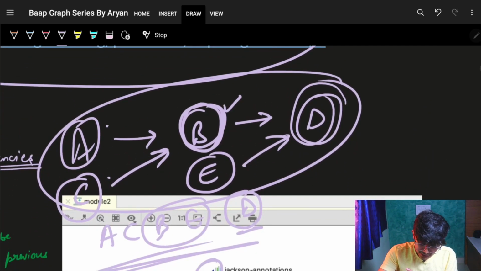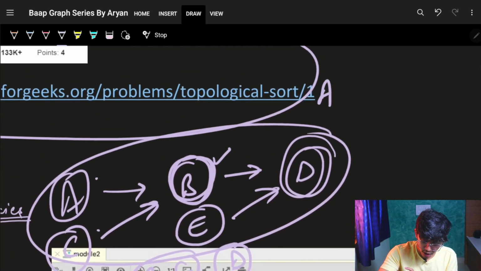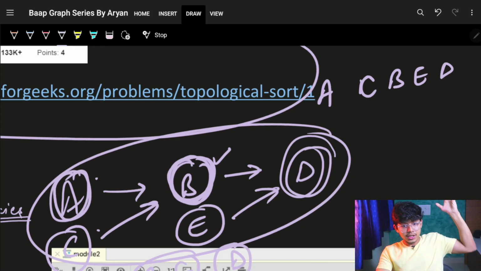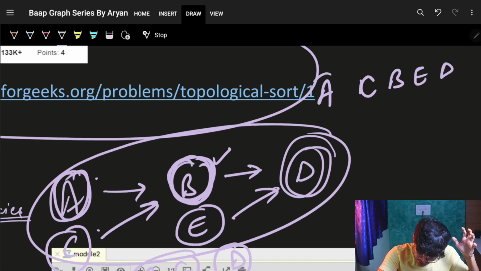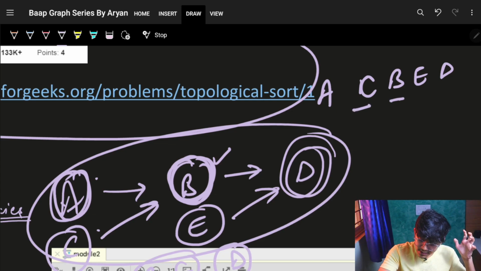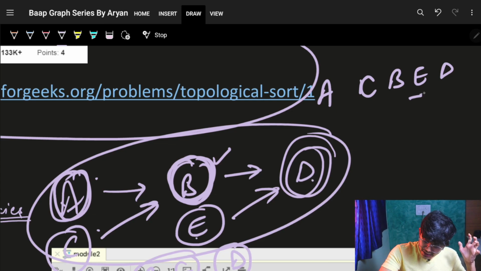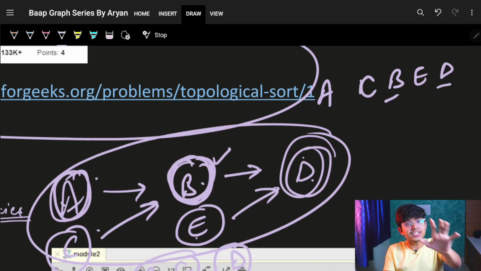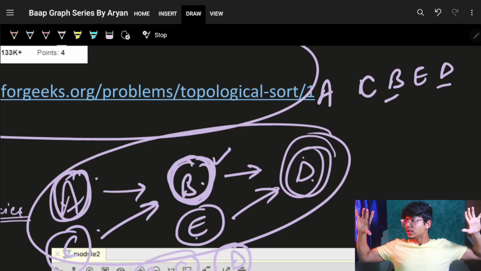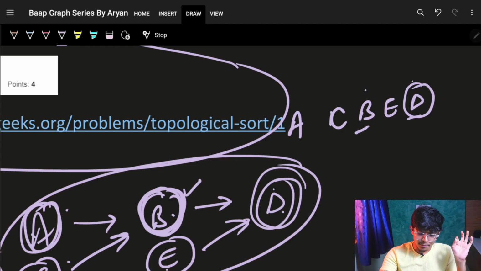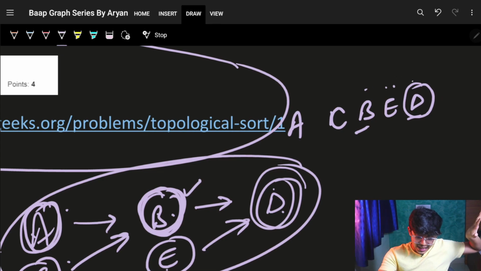As we saw above, if we write the ordering as A, C, B, E, D, then you will see A to B, so A comes before B. From C to B, so C comes before B. From E to D, E comes before D. From B to D, B comes before D. It is the ordering such that if I write the order down, then every node which is afterwards is only dependent upon some of the nodes from the backwards. It is not vice versa.